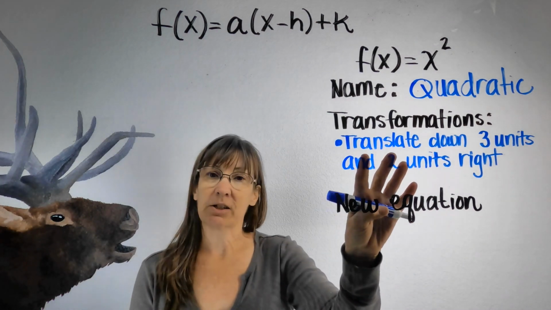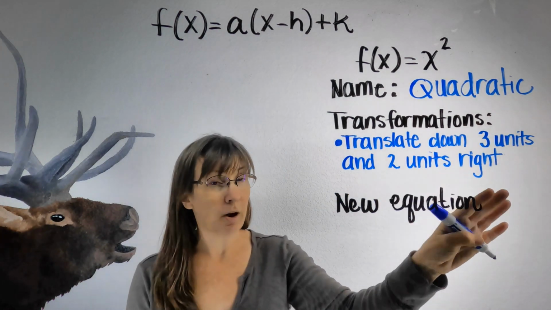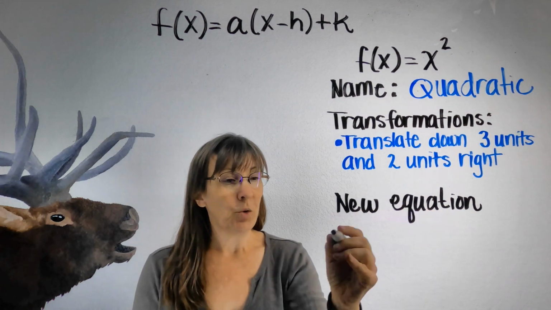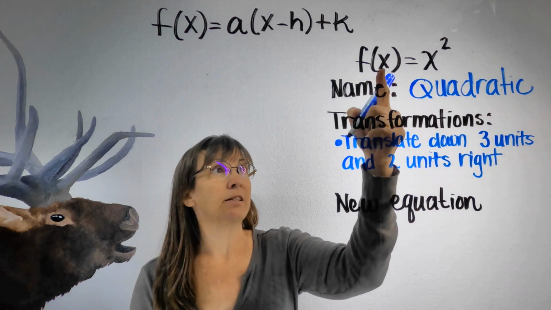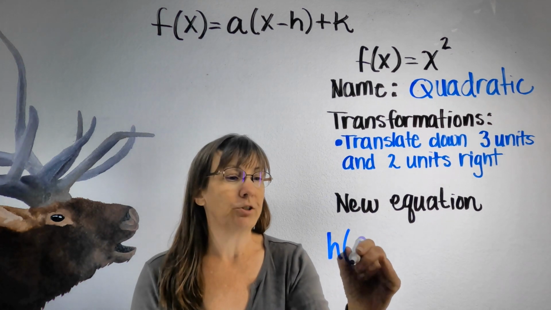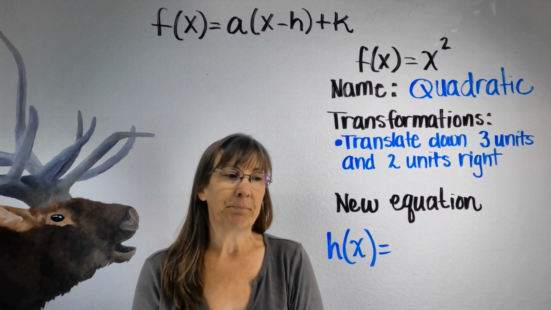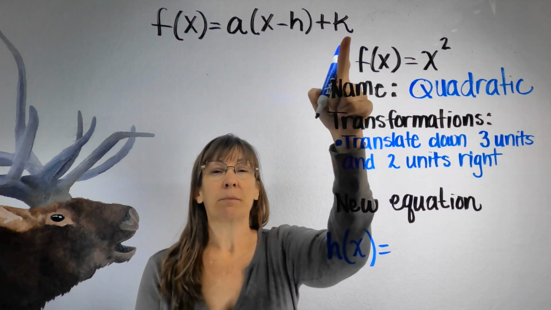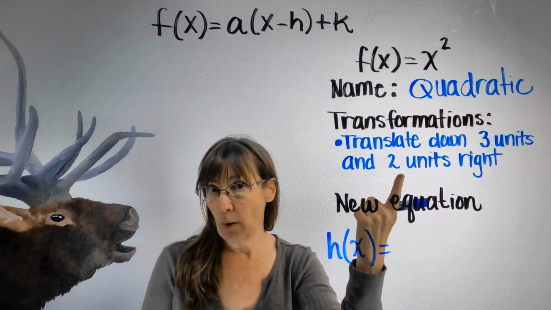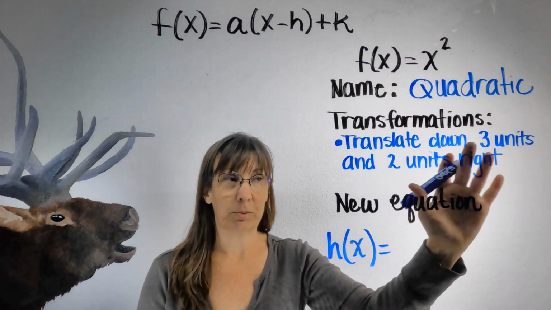My description here says translate down 3 units and 2 units to the right. My new equation, we're going to name it. Since my parent function is f of x, I can choose any other letter. I'll do h of x. Okay, remember this up here? This is our base equation that shows us the transformations based on the description.